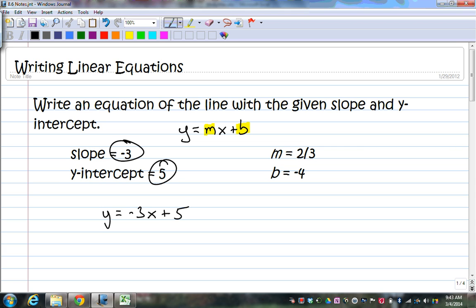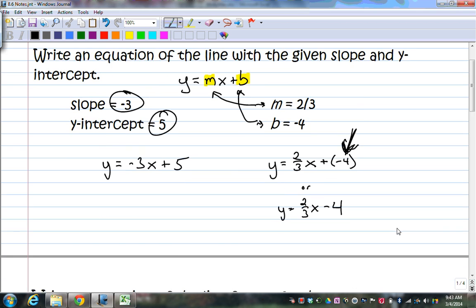It's that simple. Sometimes the information will be given to you as m and b, so as long as you remember where that goes into the equation, then you're okay. So y here is equal to 2/3 x, and you could say plus a -4, which identifies the intercept as being -4, or you could say y is equal to 2/3 x minus 4. It's the same thing, but this one here identifies the intercept as being negative 4, which makes it a little bit easier for some people.